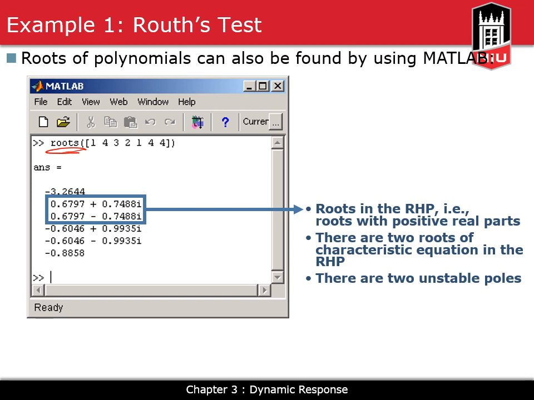The Routh array does not give us the exact values, the values of the poles, or the location of the poles. It only tells us how many poles we are going to have in the right half plane. It said 2, and we checked with MATLAB. We see that there are 2 poles in the right half plane for this example.